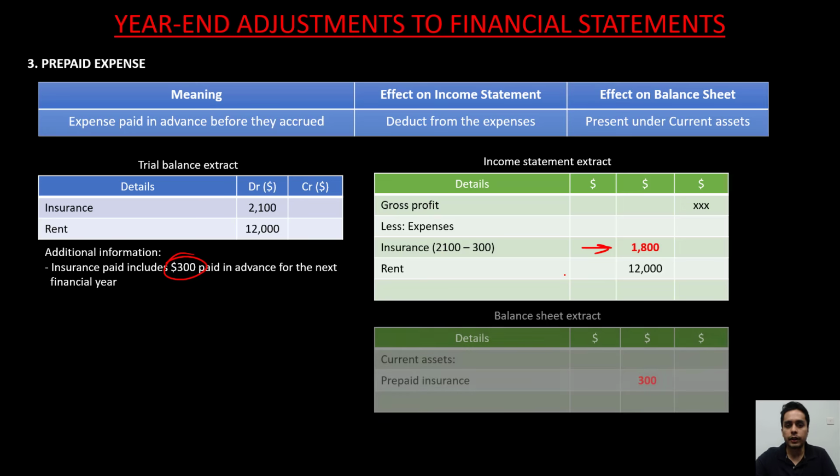Going to the balance sheet. In the balance sheet, this 300 will be shown as a current asset because the benefit of this prepaid insurance, $300, will be received in the next year.